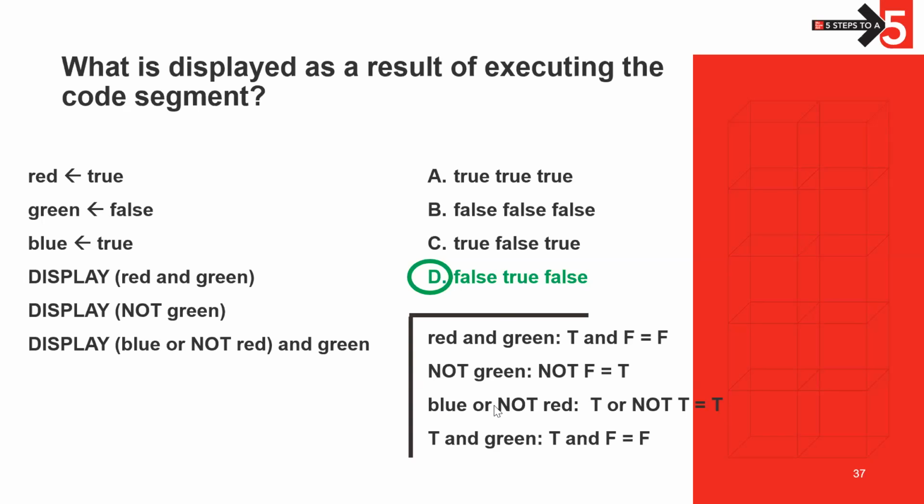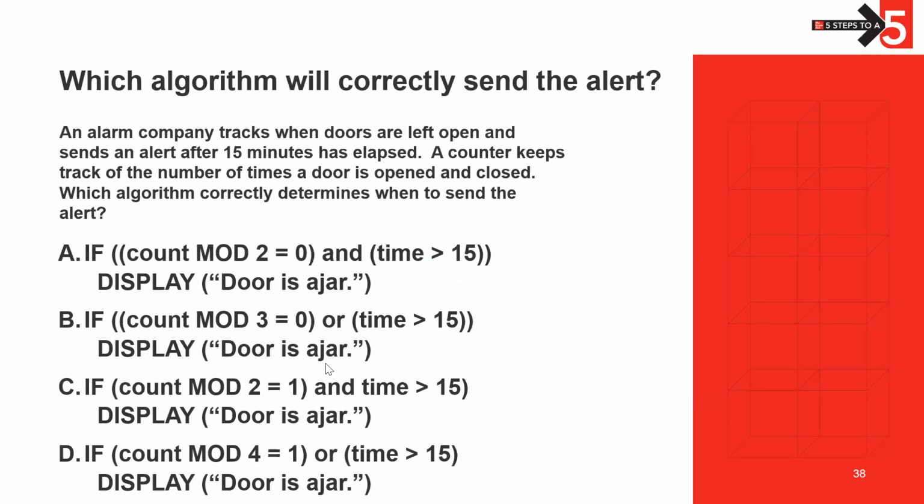And we can just double check with our blue or not red and green. This is one of those cases where we have to evaluate the blue or not red first down to a single true or false to be able to compare with this side of the operand. So blue or not red is true or not true. And that's okay if they're not true because we only have to have one part be true. So we have a true and green. And then we have green is false, so true and false, and we're back to false. So that correctly prints out false, true, false. All right, moving on.